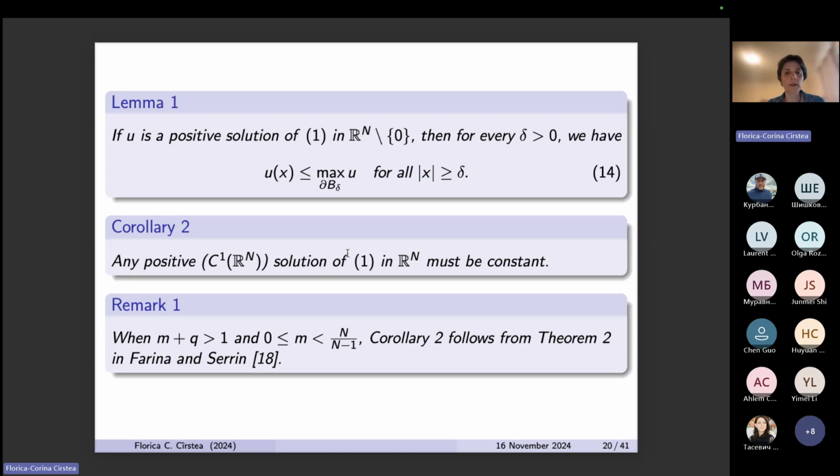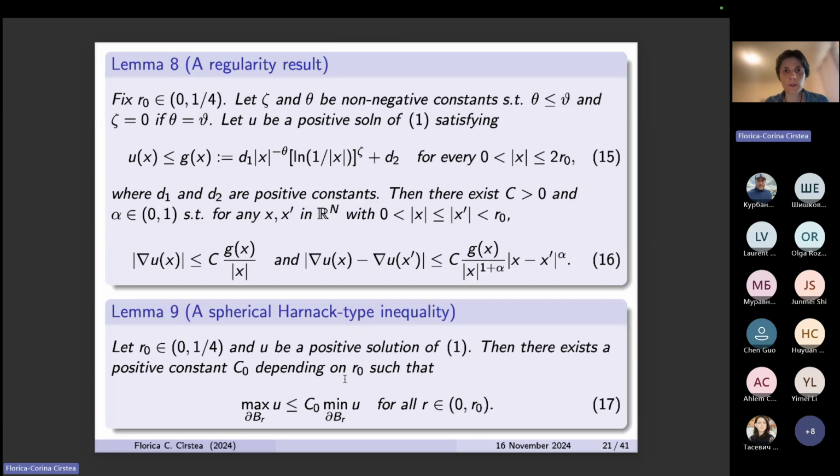This is important. Then, as a corollary of this result, I don't give the proof, but from the proof you see that any positive C1 solution in Rn will have to be constant. So with a removable singularity, this is C1 on Rn. If you take a more restrictive range, as mentioned earlier, this corollary was proved by Farina and Serrin, but under more restrictive conditions.